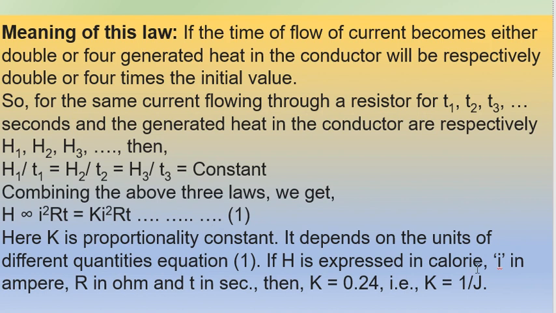It depends on the units of different quantities used in equation 1. If H is expressed in calorie, I in ampere, R in ohm, and T in second, then K equal to 0.24, where this K can be written as 1 by J. This J is known as Joule's mechanical equivalent.